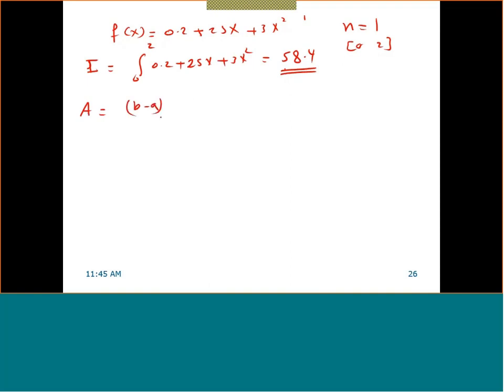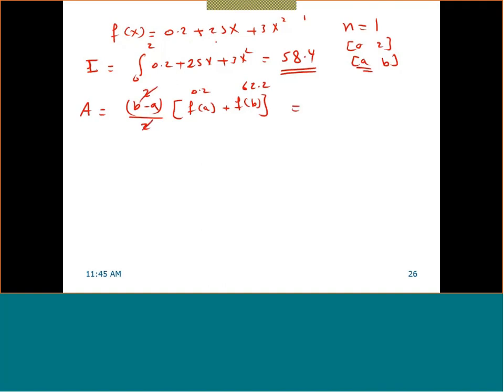Let me find the approximate integration, A, which is equal to (b minus a) divided by 2 times (f(a) plus f(b)). Now we substitute. This is your a and this is your b. So f(a) means f(0): substitute here, 0.2 plus 0 plus 0, so this becomes 0.2. f(b) is f(2), so you substitute and you will find this is equal to 62.2. This is divided by 2, so the 2 will cancel, and this gives you 62.4.